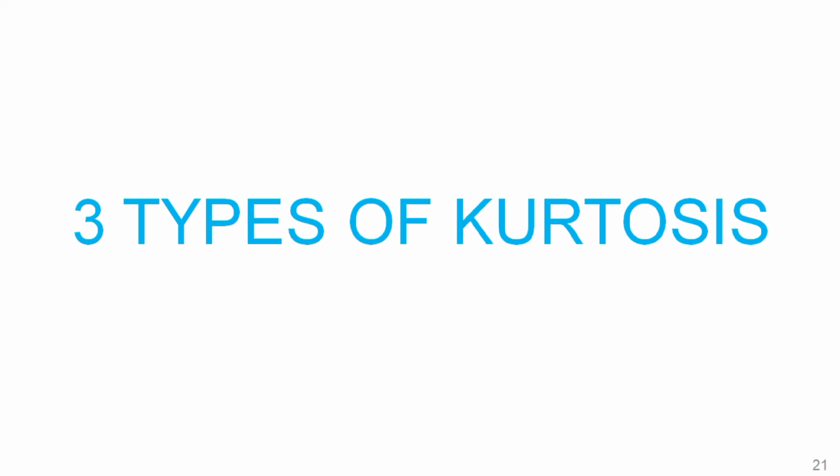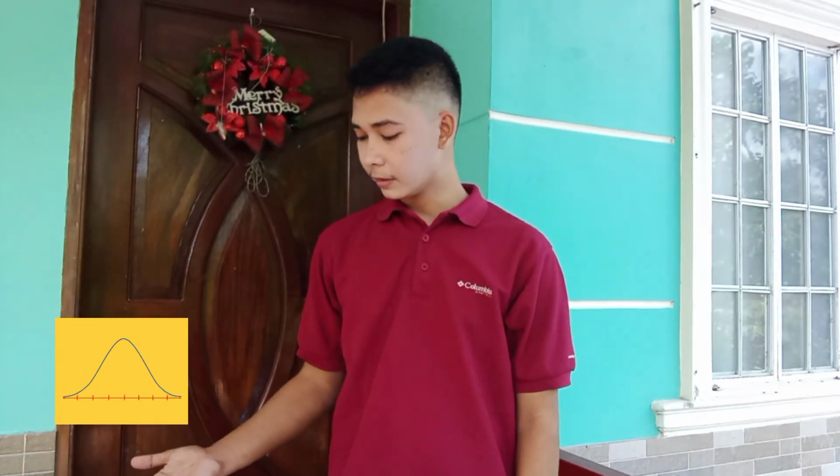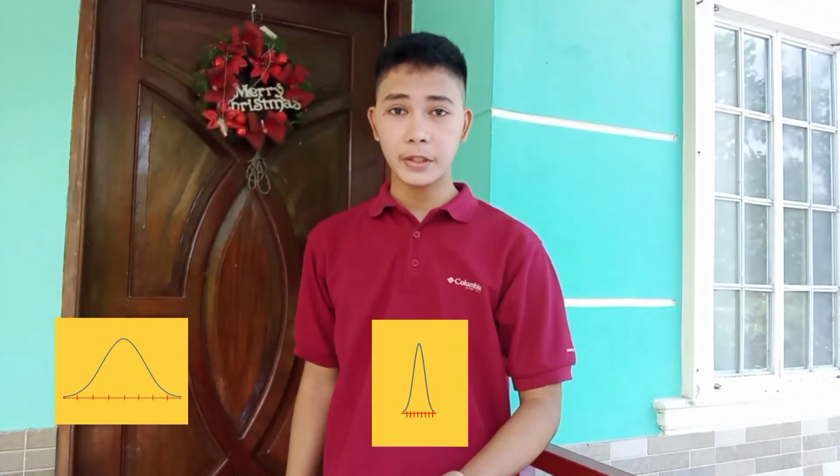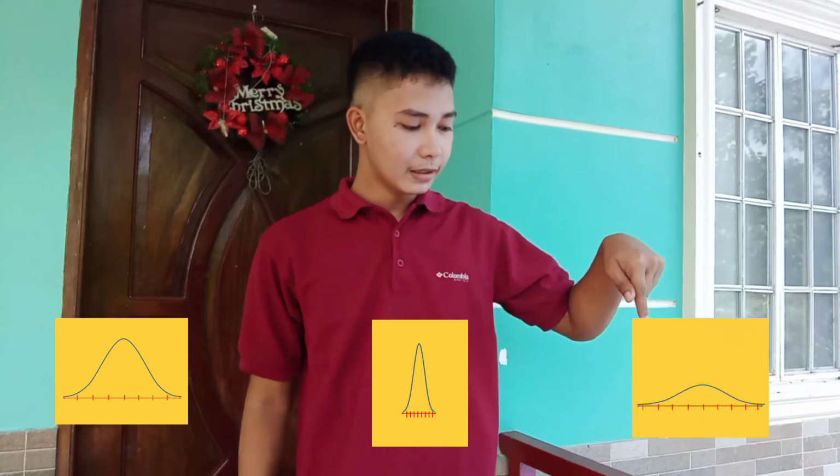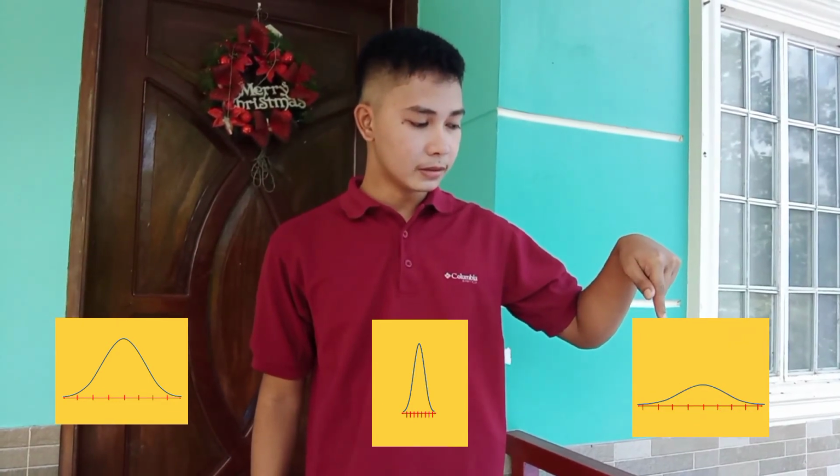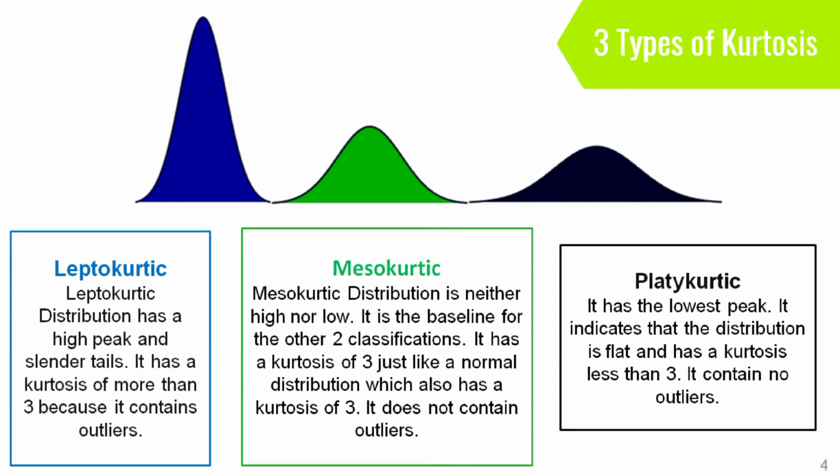Three types of kurtosis. We have the mesokurtic distribution, the leptokurtic distribution, and the platykurtic distribution. The first type of kurtosis is mesokurtic. Mesokurtic distribution is neither high nor low. It is the baseline for the two other classifications. It has a kurtosis of 3, just like a normal distribution. It does not contain outliers.